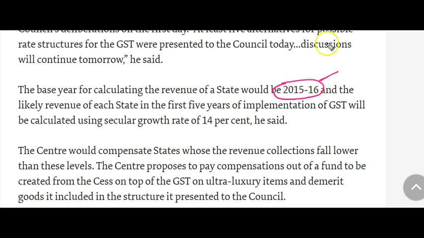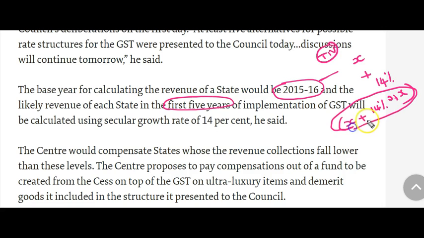For example, take the state of Tamil Nadu, and the revenue of the state in 2015-16, if it is considered as X, and according to the central government's proposal, for the first 5 years, growth of the state will be considered as 14%. So revenue of the state for the first 5 years will be X plus 14% of X. It will be considered as the revenue of the state. If the revenue decreases below that, the central government will compensate the loss.